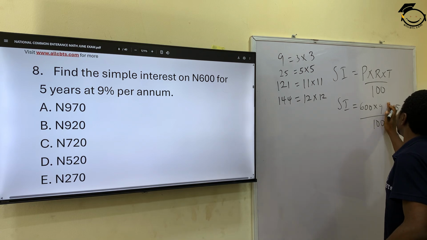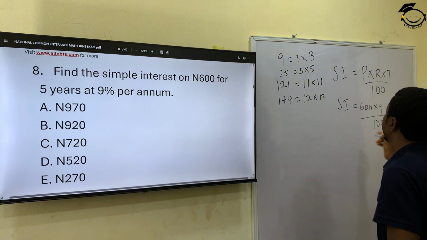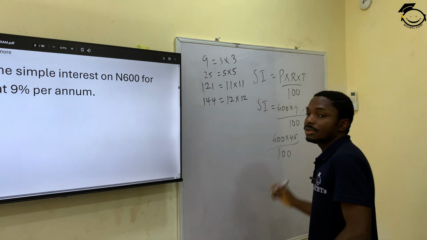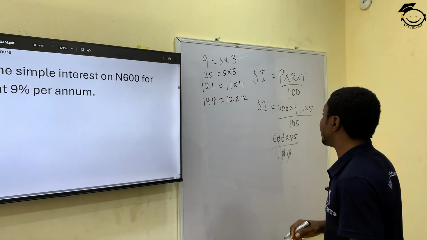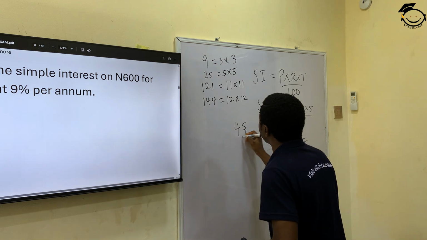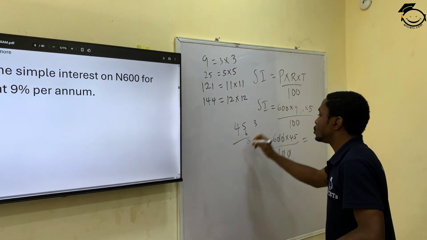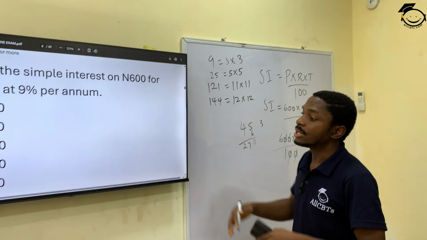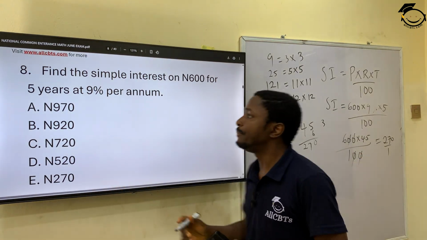So let's remove our percentage from here. 600 times 9 times 5, or you can say 600 times 45 over 100, right? So 0 will cancel 0, 0 will cancel 0. So 6 times 45 will give us what? 5 times 6 is 30, 24, 27. So that will give you 270 over 1, which is the same thing as 270. So the correct option for this question will be option E.